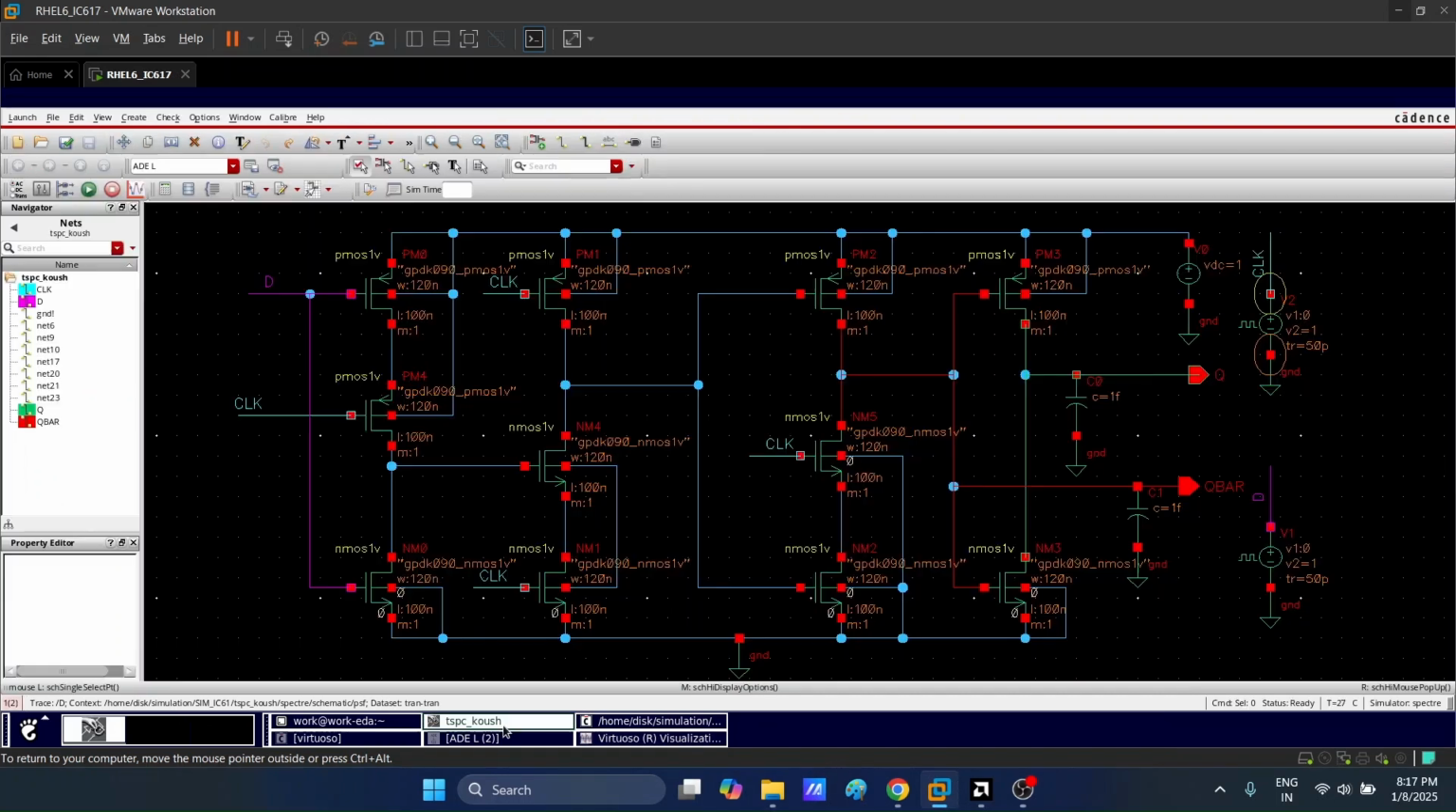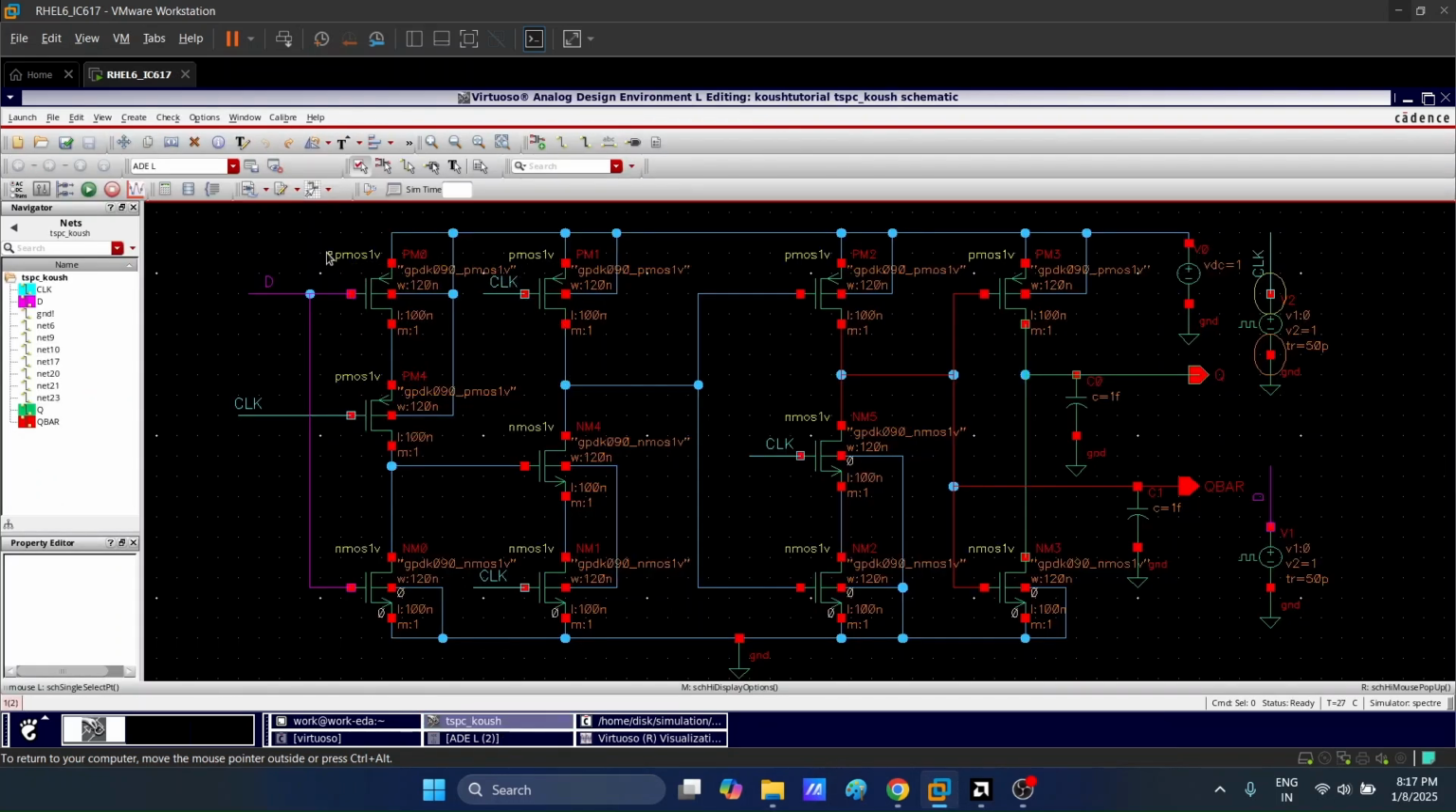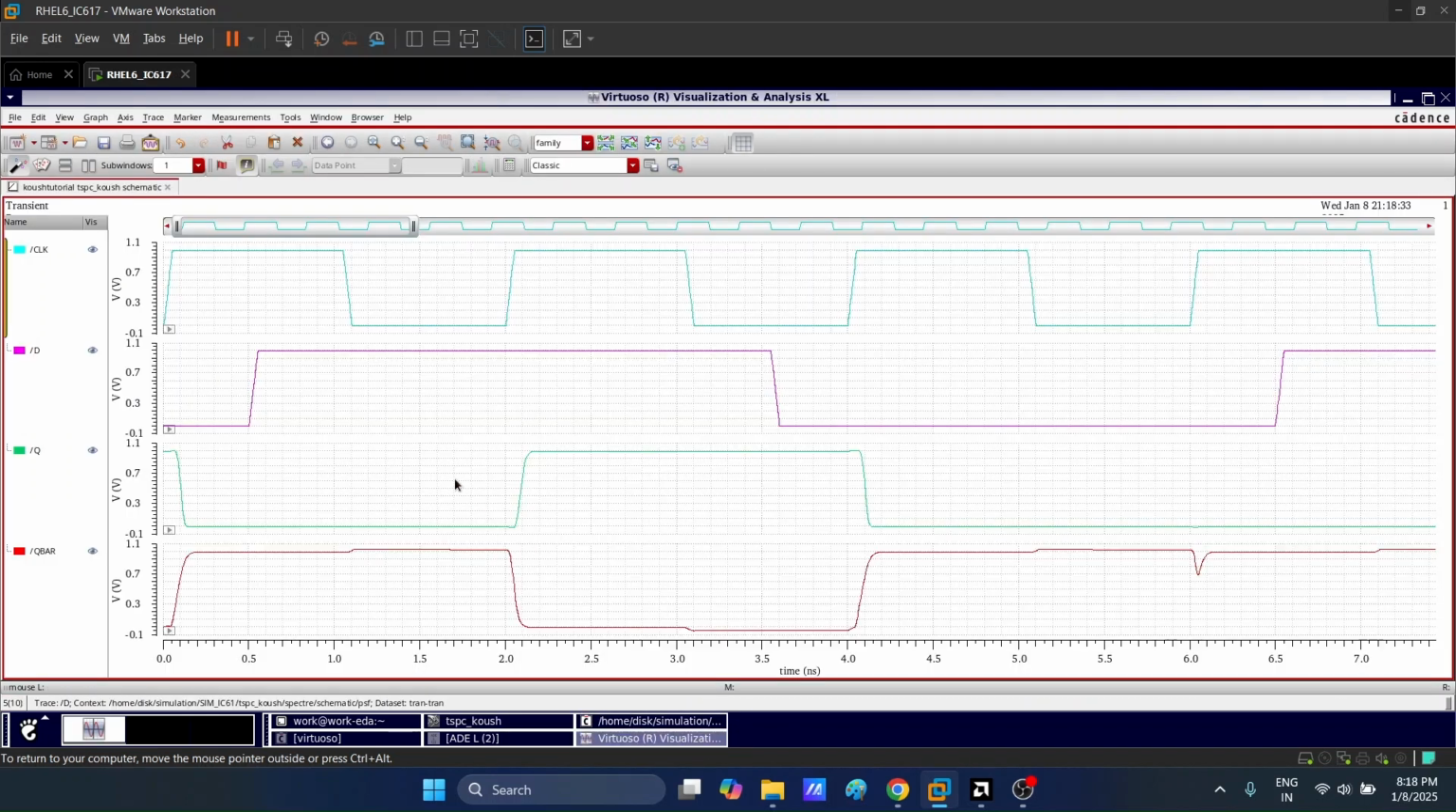So let us look at the design of the TSPC-based D flip-flop. So here we are using 5 PMOS and 6 NMOS, and here we are getting the Q bar output, and here we are getting the Q output after giving the Q bar output to another inverter. So these two PMOS and NMOS are just acting like a static inverter and producing this inverted version of Q bar called as Q output. So let us look at the simulation results.